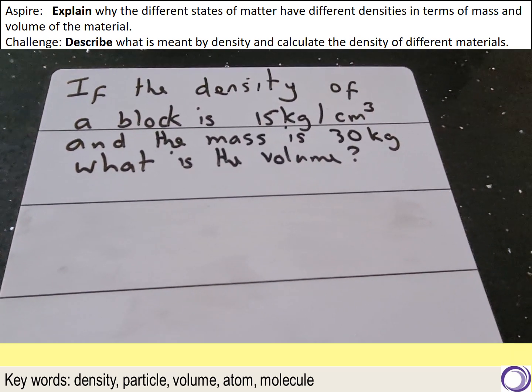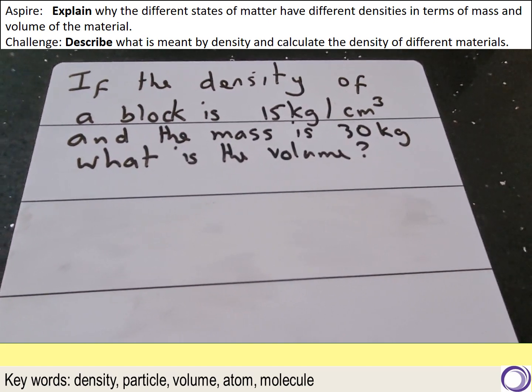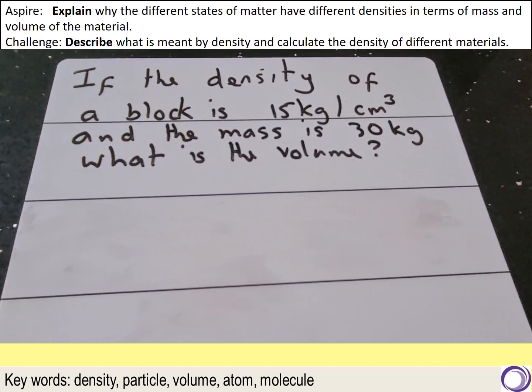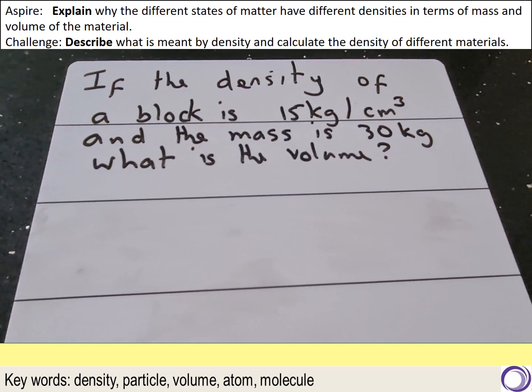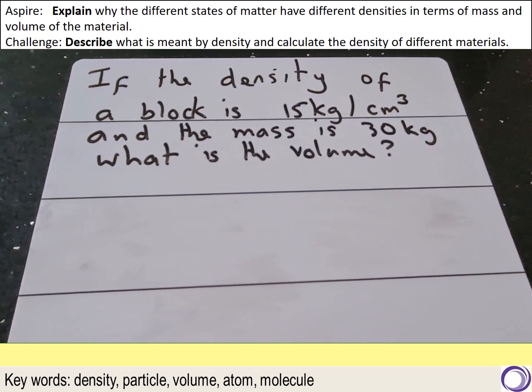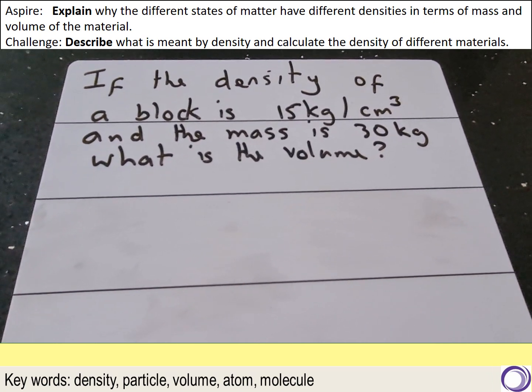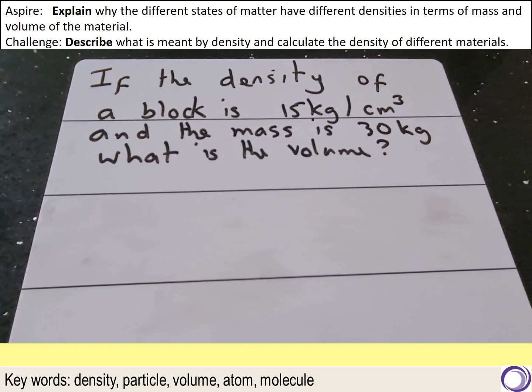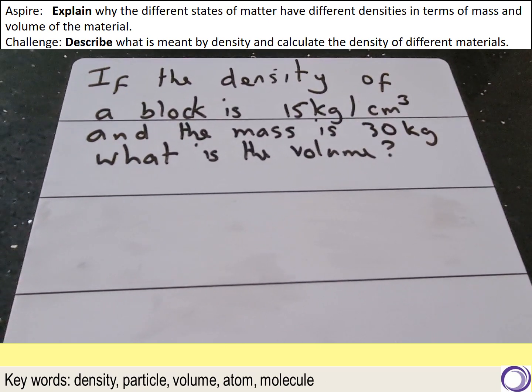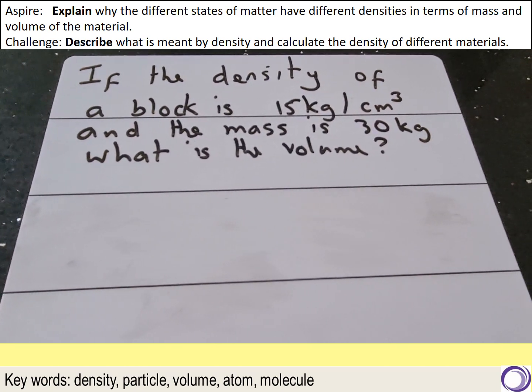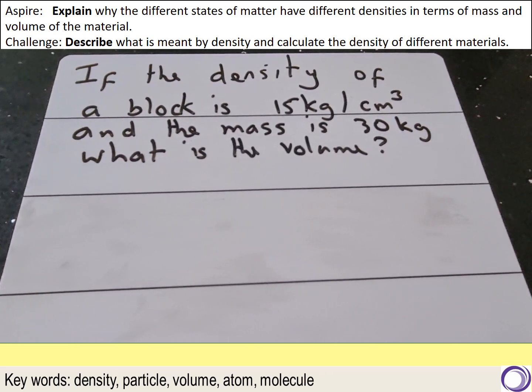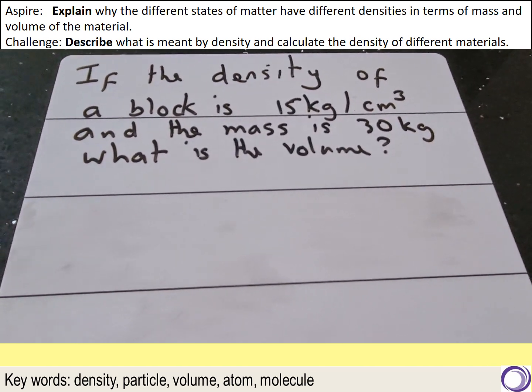So we're going to look at some of these questions which have equations in that you're going to need to rearrange, and we're just going to get into good practice with doing these, because this is usually what you get in your exam, not just a straight plug in the numbers. So in this case, we now have the density. It says if the density of a block is 15 kilograms per centimetre cubed and the mass of the block is 30 kilograms, what is the volume?